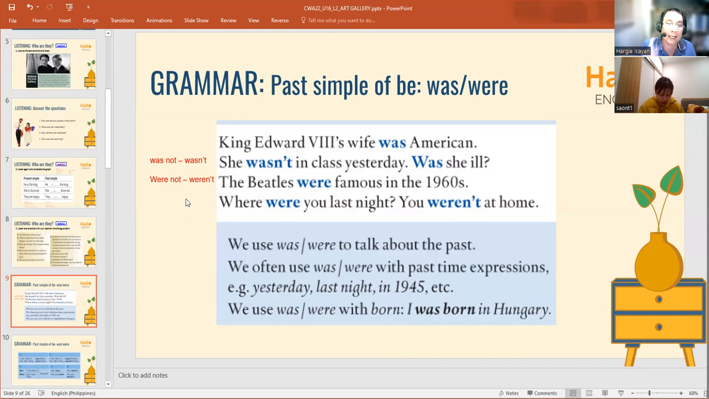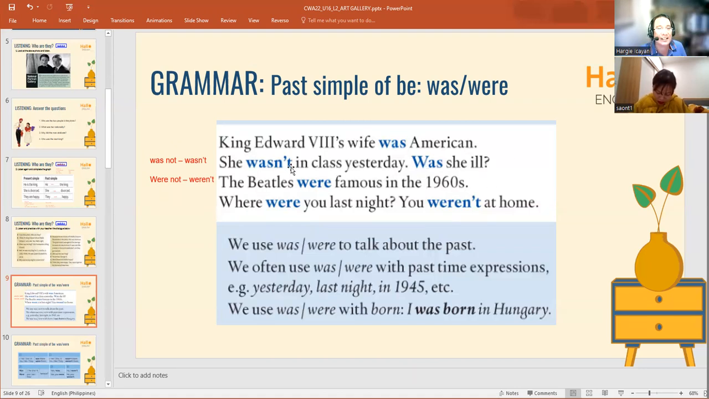This one is a negative form. Now always remember, in writing we can write was not, but in speaking it should always be contracted. It's the same with a negative statement. Why is it a negative statement? Because of the not. If we are using the not, that would be negative. If we don't have not, that would be positive. Now look at this one.